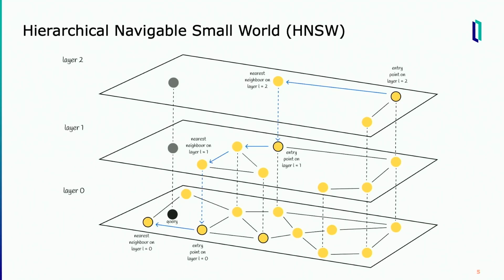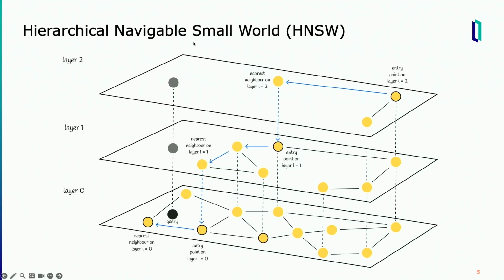Here's an example with a hierarchical navigable small world graph with 3 layers. One thing I want to point out is that these layers are hierarchical, meaning that all the yellow data points on layer 2 are present on layer 1, and all the yellow points on layer 1 are present on layer 0.